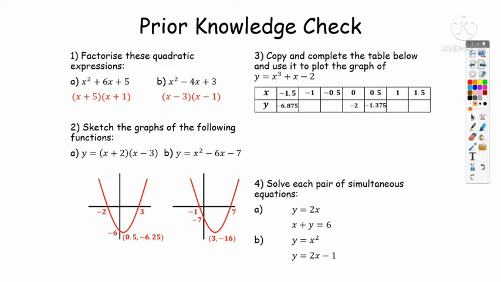Part 3. Copy and complete the table below and use it to plot the graph of y equals x cubed plus x minus 2. So it's a cubic graph here. So what I'm going to do is sub all those numbers straight into the equation. I've already done these previously just to save a bit of time. So when I sub in minus 1 I get minus 4. Sub in minus a half I get minus 2.625. Now sub in 1 I'll get 0. 1 cubed plus 1 is 2, take 2 is 0. And 1.5 I will get 2.875 there. Okay. And that's how we can do that.